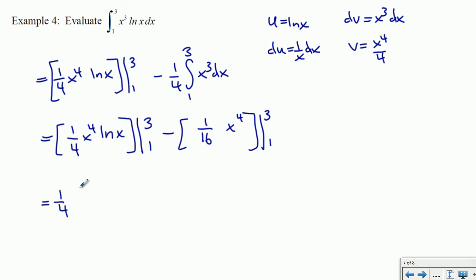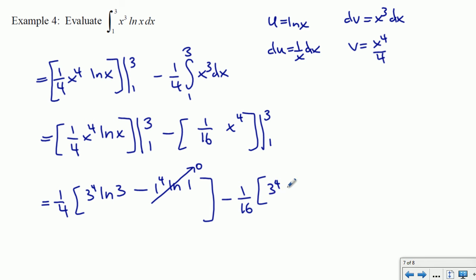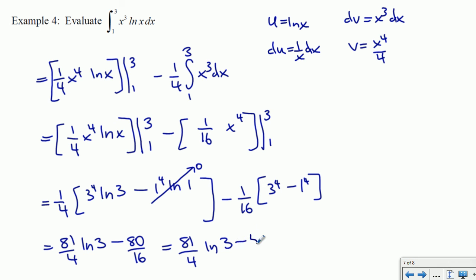So we go 1/4, 3 to the fourth ln of 3, minus 1 to the fourth ln of 1, and ln of 1 is 0, so that whole term is 0. And then we're going to subtract 1/16, 3 to the fourth minus 1 to the fourth. So this would simplify to 81 over 4 ln of 3 minus 80 over 16. And 80 over 16 simplifies further, so we could do 81 over 4 ln of 3 minus 5.